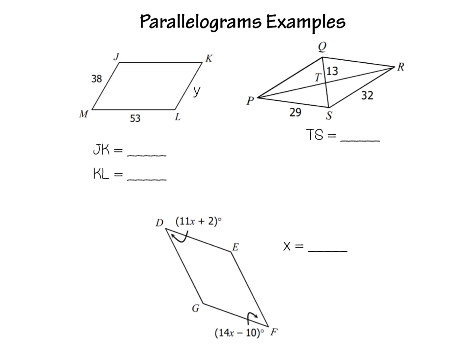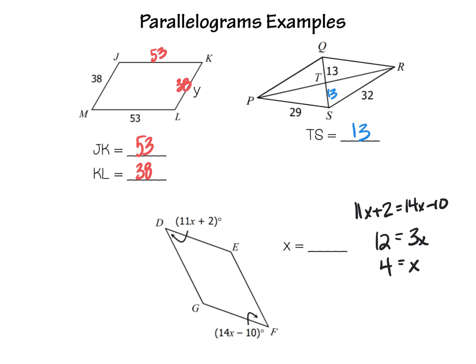All right, so we're going to go over these problems. We know opposite sides have to be congruent. So I just labeled my figure. So JK up there has to be 53, and KL has to be 38. We also, for the next one, we learned that the diagonals are bisected. So if QT is 13, then TS must also be 13. Then for the bottom problem, we know that opposite angles are congruent. So that means that 11x plus 2 has to be equal to 14x minus 10. I can subtract 11x from both sides. I get 3x. Add 10 to both sides. I get 12. That means x is equal to 4.